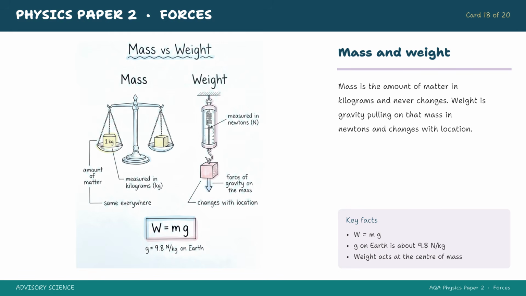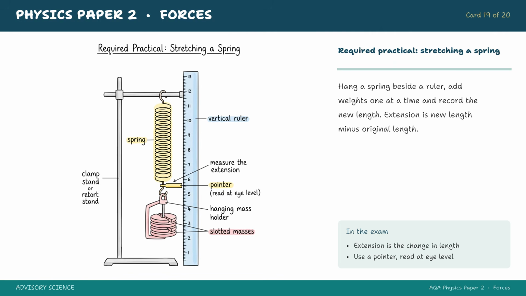Required practical, stretching a spring. In this practical, you test how a spring stretches. Hang a spring from a clamp stand next to a vertical ruler. Measure the original length of the spring at eye level. To avoid reading errors, use a horizontal pointer attached to the bottom of the spring. Add weights one by one. Each time you add a weight, record the new length. Calculate the extension by subtracting the original length from the new length.